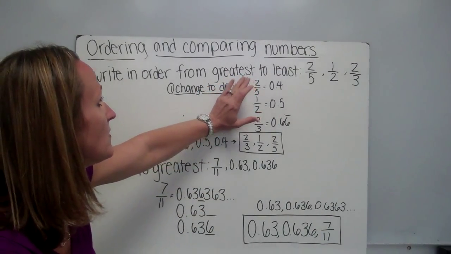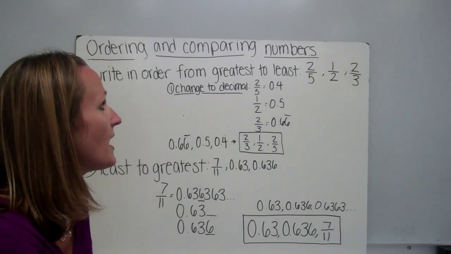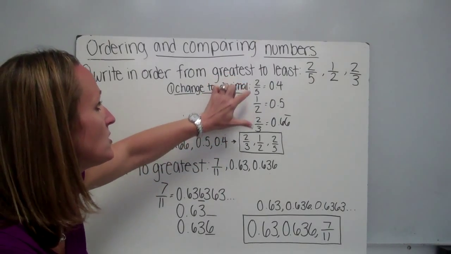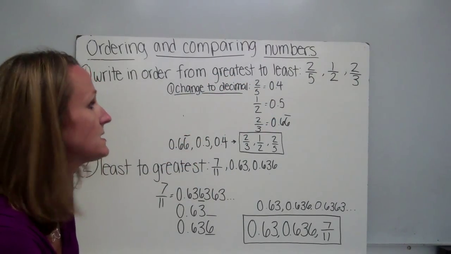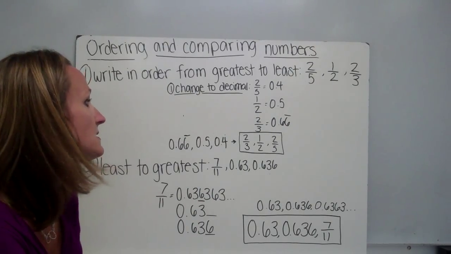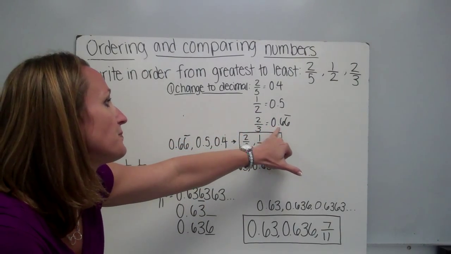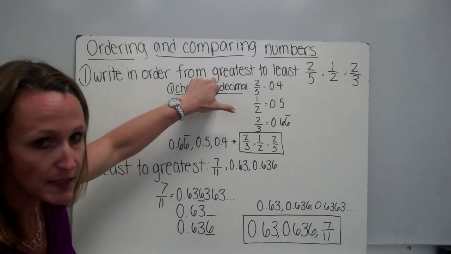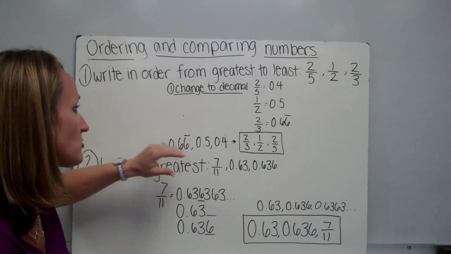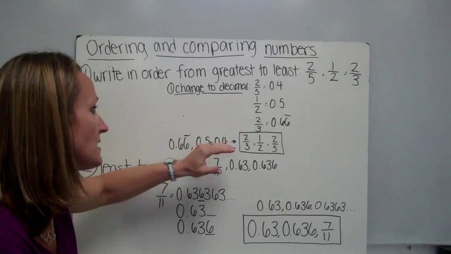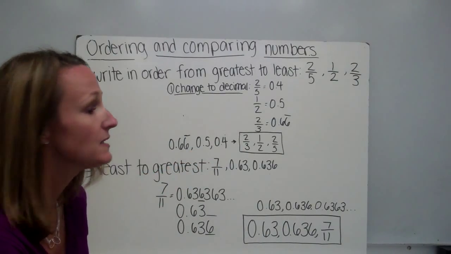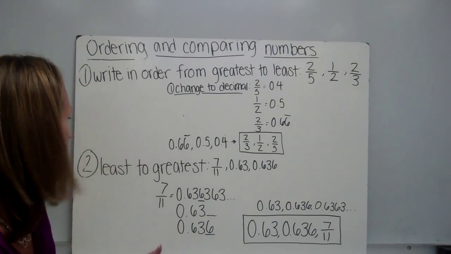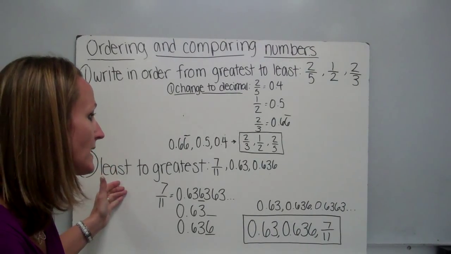So in this case, if we're going to go from greatest to least, let's start by making it a decimal because they're easier to work with than fractions. So if we change to a decimal, 2/5 becomes 0.4 or 4/10. 1/2 becomes 5/10. And 2/3 is 0.66 repeating. So when we take this from greatest to least, we would say 0.66 repeating, 5/10, and then 4/10. And then we could put it back in fraction form if we wanted: 2/3, 1/2, 2/5.